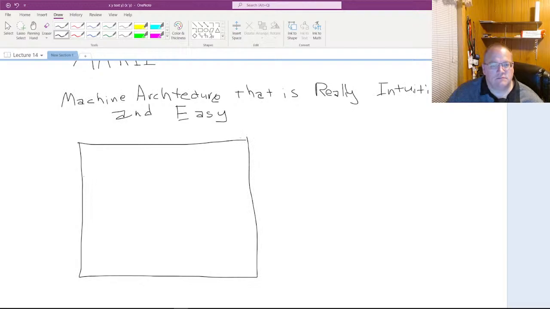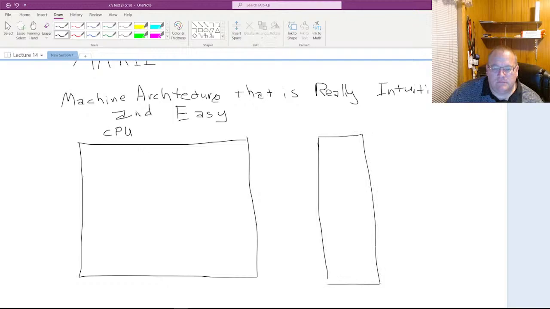This is my CPU. I'm going to draw it similarly to the way they draw it in the book, just so no one gets confused, although I don't know that you would. Then over here, this will be our main memory. I'm just going to call it memory.